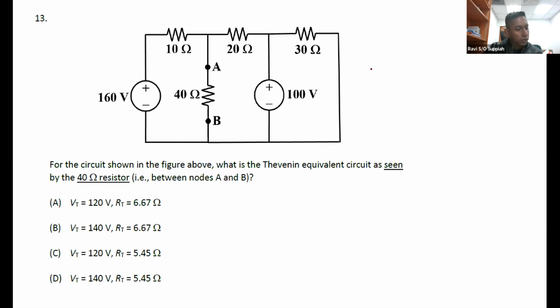Okay, so let's go on to this question here, question 13. In question 13, what is the Thevenin equivalent circuit as seen by the 40 ohm resistor? All right, so again, as before, we open this up. So what you get is 160 volts here, 10, 20, 100.